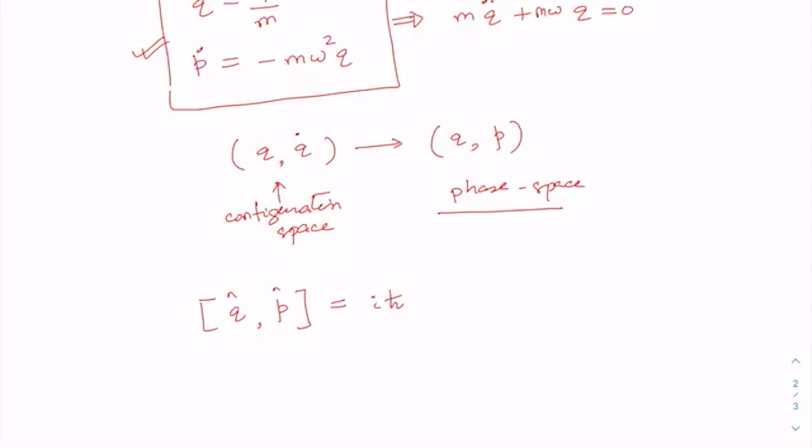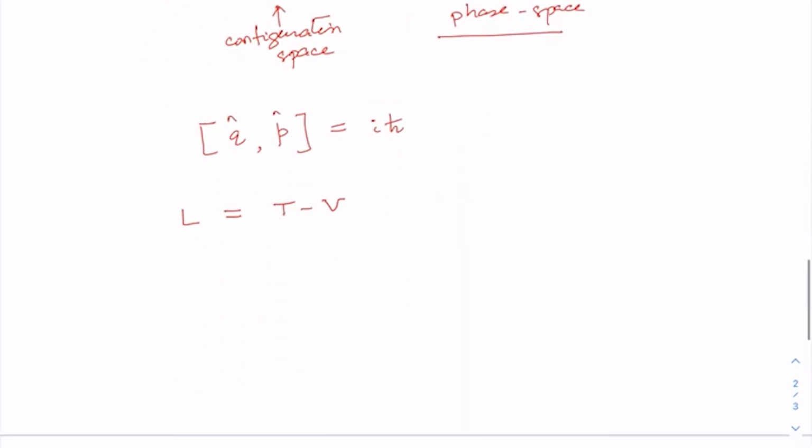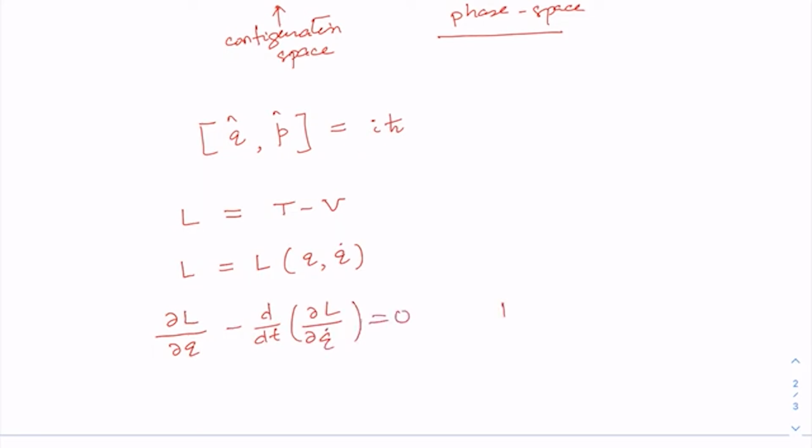We know that the Lagrangian of a classical system is given as kinetic energy minus the potential energy. For the one-dimensional case, the Lagrangian is a function of the variables q, the position, and q dot, the velocity, and it satisfies the so-called Lagrange equation, that is, del L del q minus d by dt of del L del q dot is equal to 0. This is known as the Lagrange equation of motion.